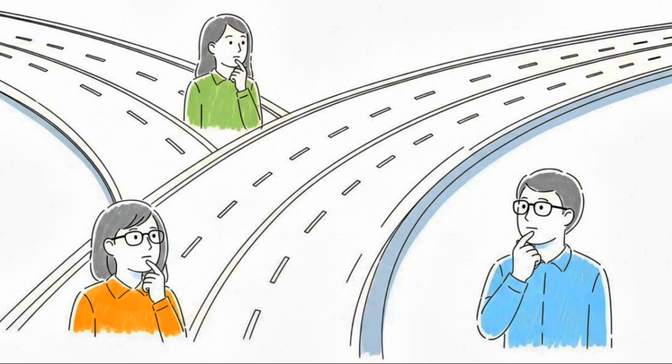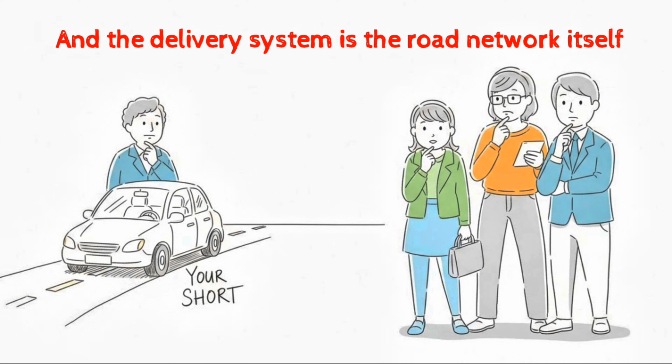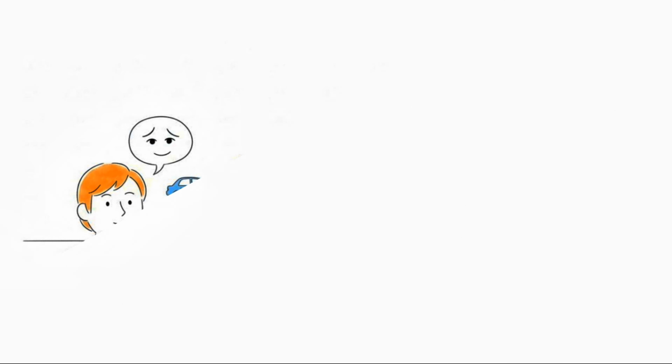Think of the Short system like a highway traffic system. Your video is a car entering the highway. The database is the parking area where cars wait. The recommendation system is the traffic control center. And the delivery system is the road network itself. The traffic system does not care who owns the car. It only cares about flow.